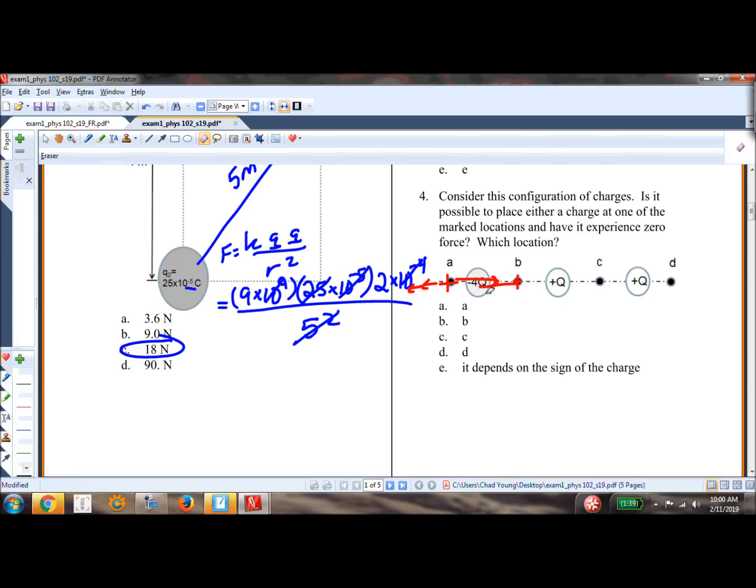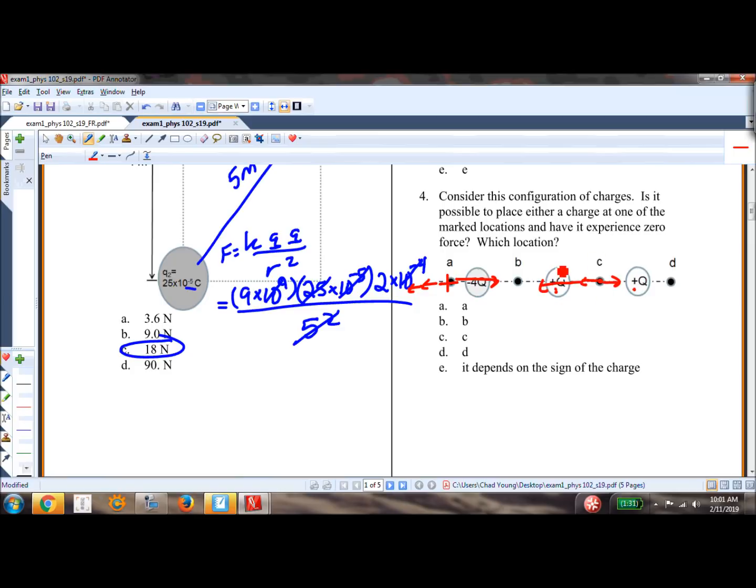It turns out that A is not either, because this force right here is so much bigger than these two forces, because we're just so close to that big charge. Likewise here, I'm repelled from this charge. From this charge, I'm repelled, so that's a net force of 0, and then I'm attracted to that minus 4Q. So C will not have a net force of 0.